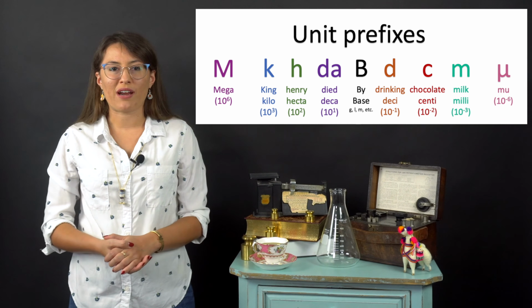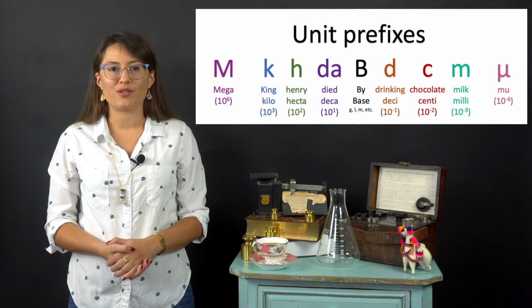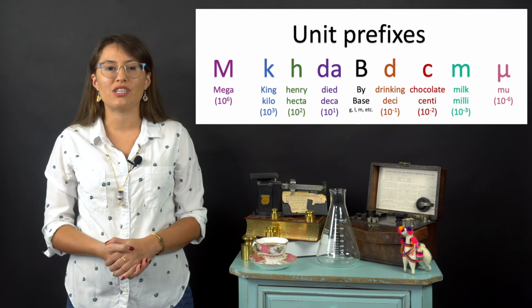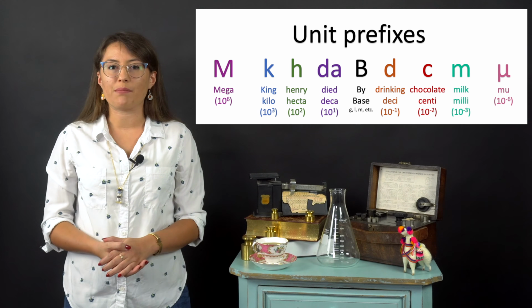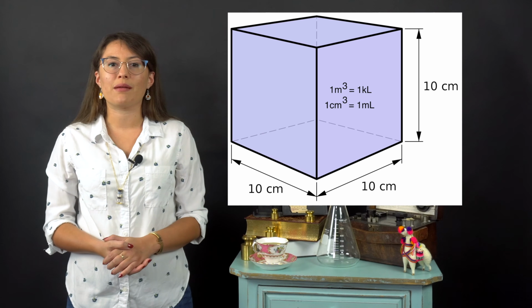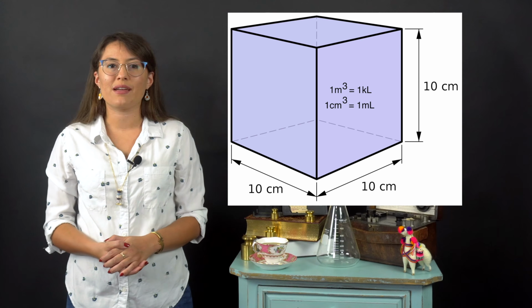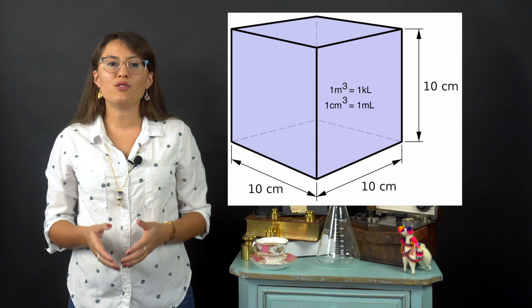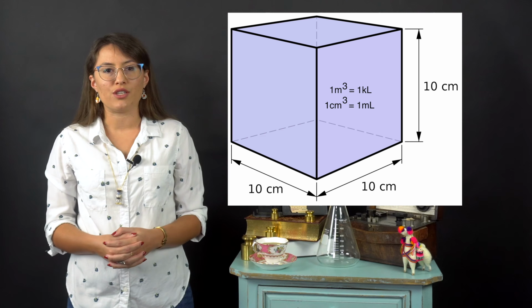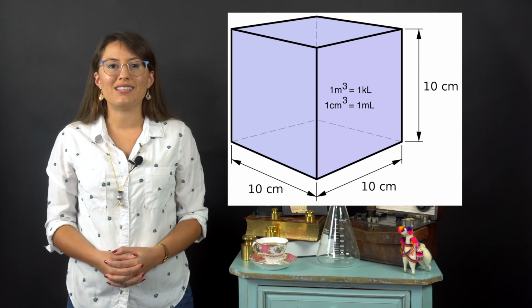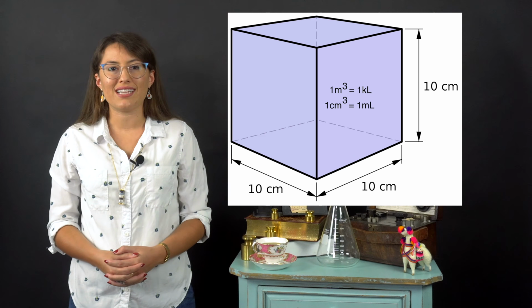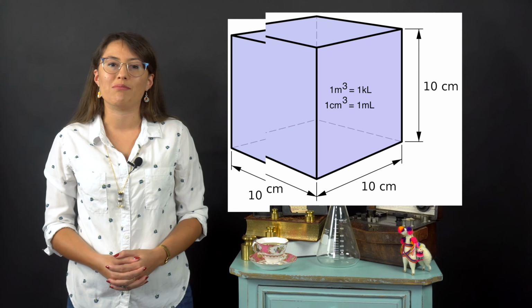We'll be using unit prefixes throughout the remainder of these videos, so it is important that you are proficient in using them. We will do a few examples in a moment to practice them. When dealing with volume, the SI unit is meter cubed, which is the volume of a cube and is equal to length times width times height, where the metric unit, liters, is more commonly used. 1 meter cubed is equal to 1 kiloliter and 1 centimeter cubed is equal to 1 milliliter.